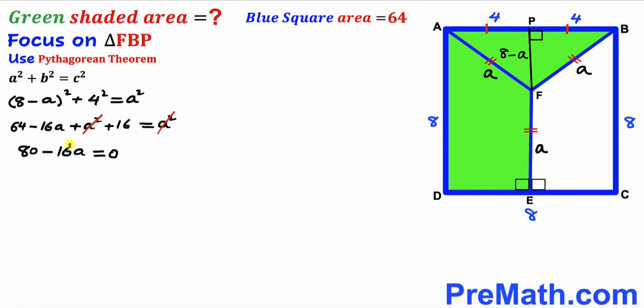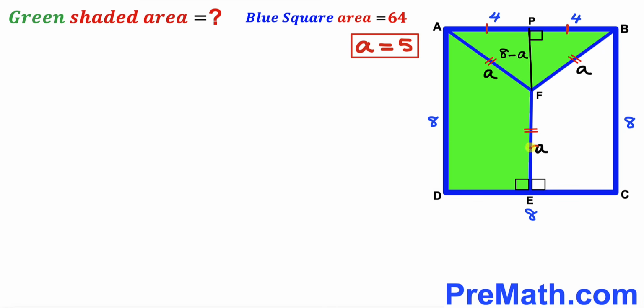Now I'm going to move this 16a to the other side. So we got 16a equals 80. Now I'm going to divide both sides by 16 to isolate lowercase a. So our lowercase a value simply turns out to be positive 5 units. Furthermore, we know that this segment AC length is going to be equal to this segment BP length. So this is going to be 4 units.